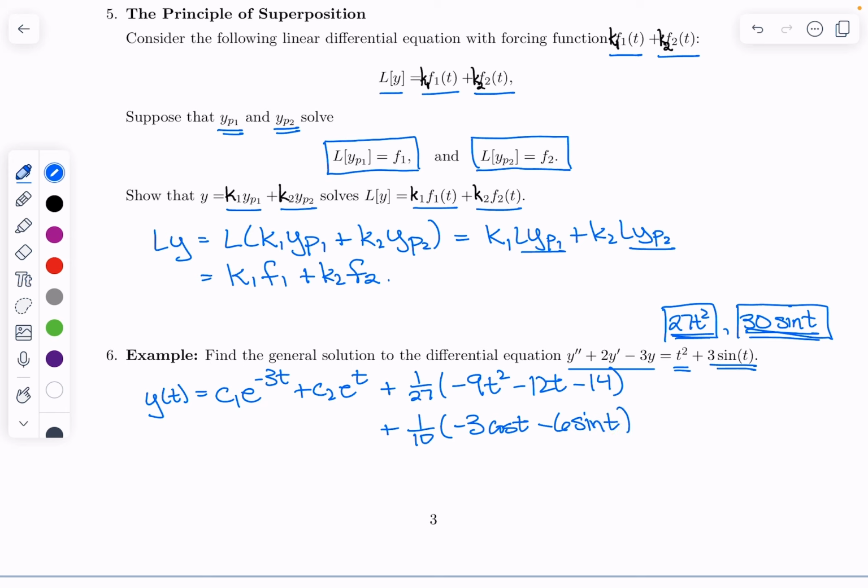And if you like, you could distribute the 1/27th and the 1/10th, but this is actually the general solution. So it's the homogeneous solution. Then it's a multiple of the particular solution for 27t squared being the right-hand side, and then a multiple of the particular solution when 30 sine t was on the right-hand side. And that shows you how you can use the principle of superposition to solve a non-homogeneous differential equation that's linear when the right-hand side is a linear combination of several functions.